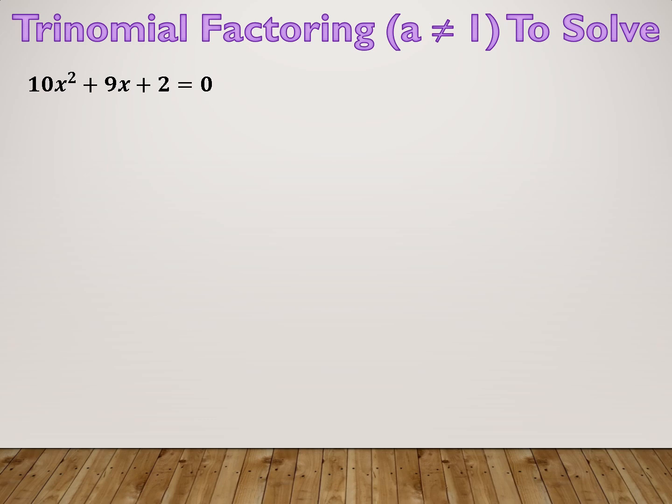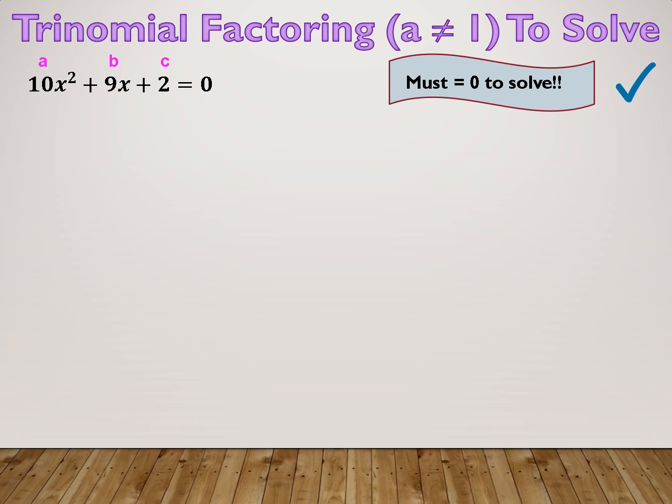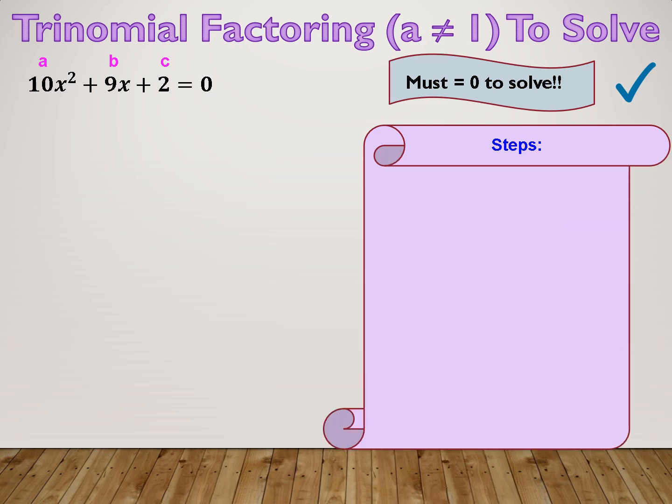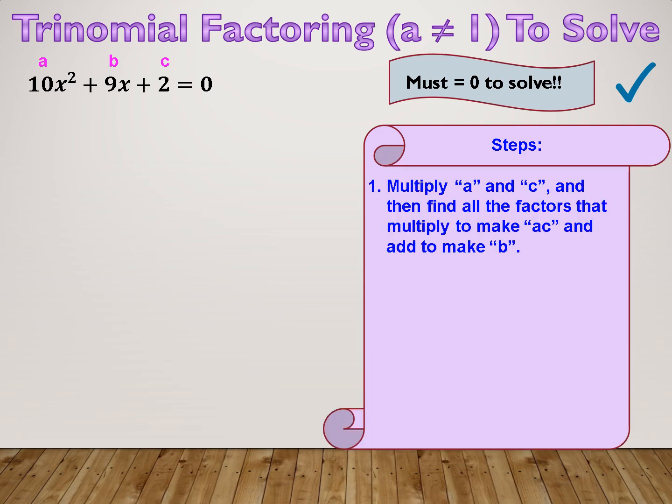So the first thing you want to check is, does it equal 0? And it does. Next, we're going to assign A, B, and C. This is standard form, so this is the A, B, and C of standard form. It's also the A, B, and C you use when you do the quadratic formula. So that hasn't changed. Here are the steps. The first step is we have to multiply A and C to find all the factors that multiply to make A times C. A times C is 20, because 10 times 2 is 20.